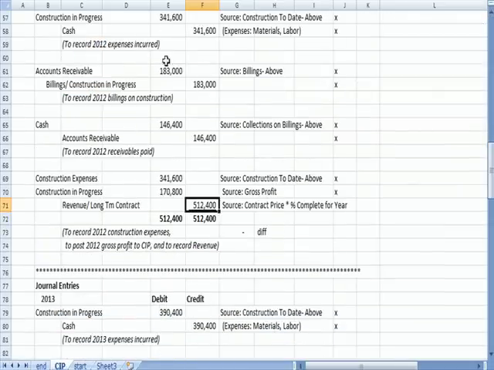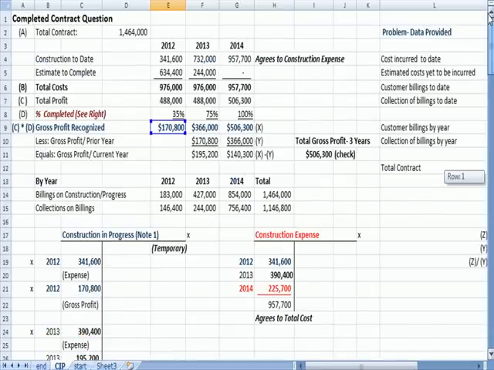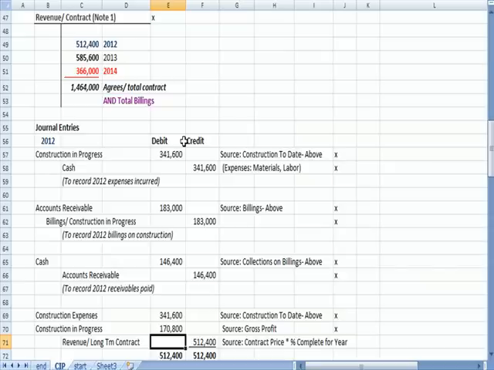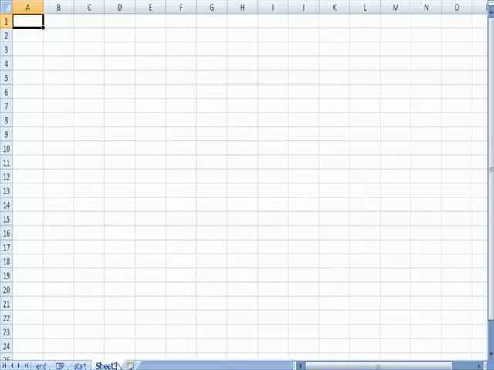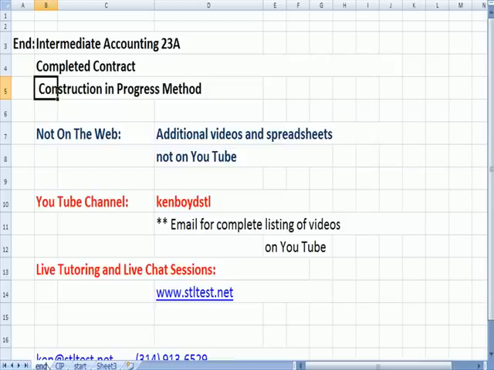Now I already know that I had some expenses, so I'm going to take that construction in progress money and recognize it as an expense. And then the difference between the revenue and the expense is obviously my gross profit. And if I click on this number, I see the gross profit recognized up here, $178,000. That's as far as I'm going to get on this example. I'm going to continue it on the next video.